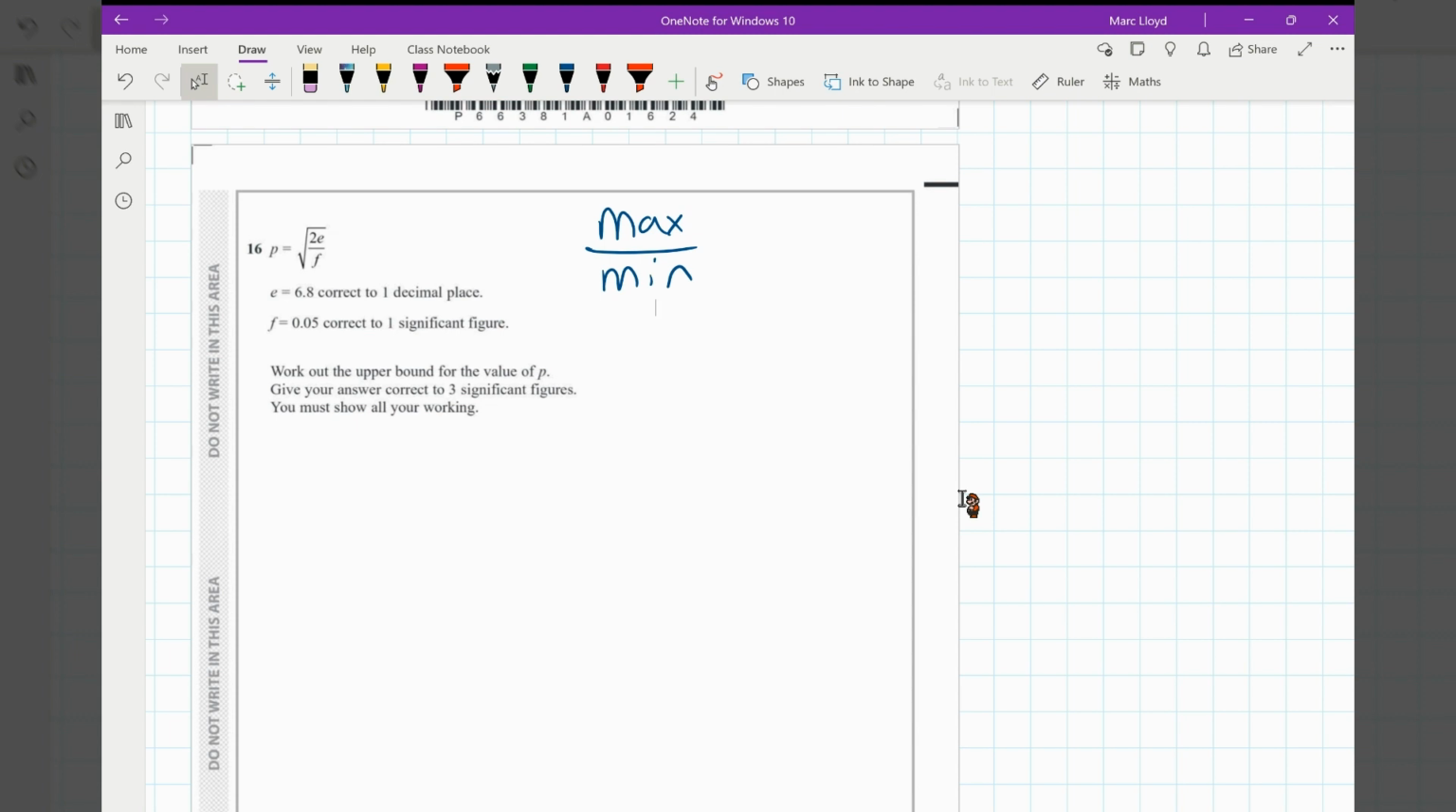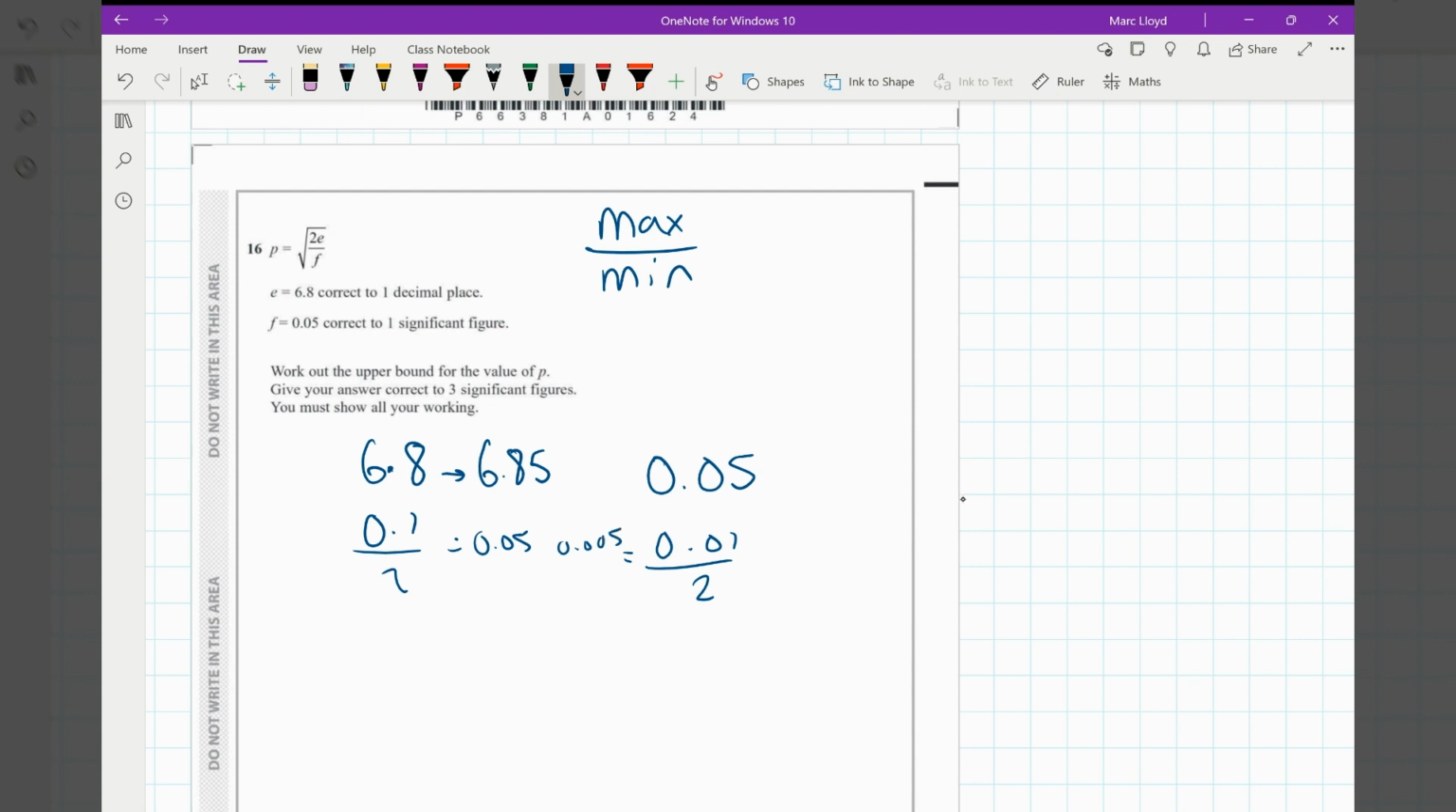So our maximum for E, and that's to 1 decimal place, 6.8, that's the nearest 0.1. Divide that by 2, that gives us 0.05. So this one goes to 6.85. I don't know why I wrote a 6 there. Unbelievable. And then 0.05 is correct to one significant figure, and that is to the nearest 0.01, which if we halve it, that gives us 0.005, which means our smallest number, we're going to subtract it from the 0.05, get 0.045.